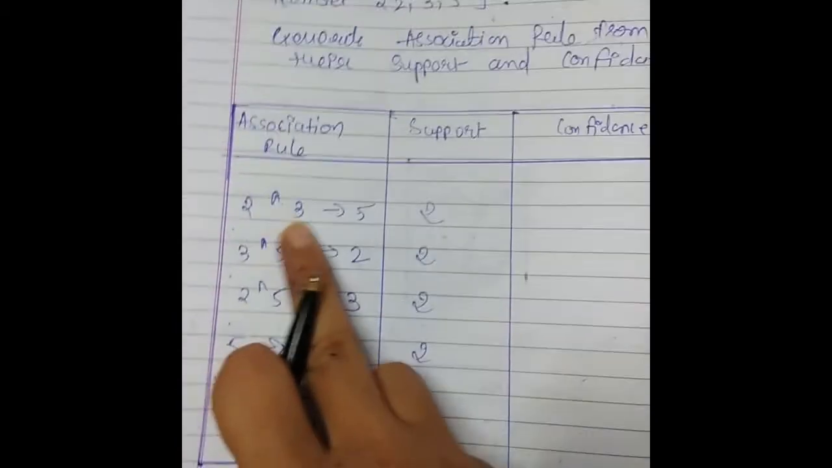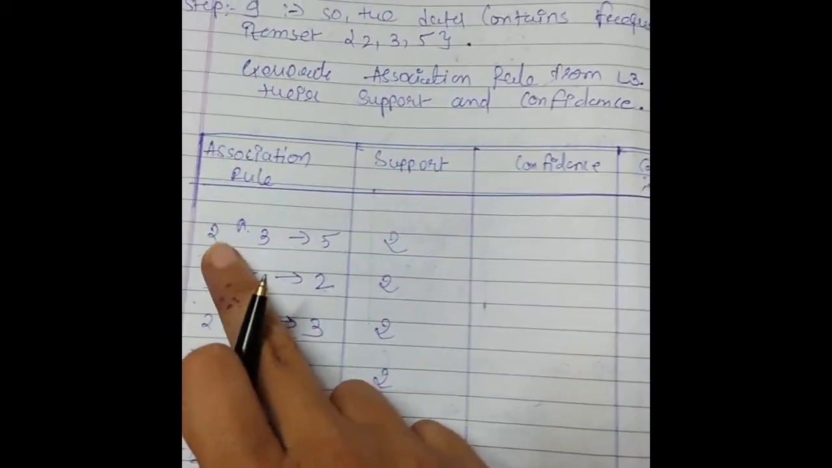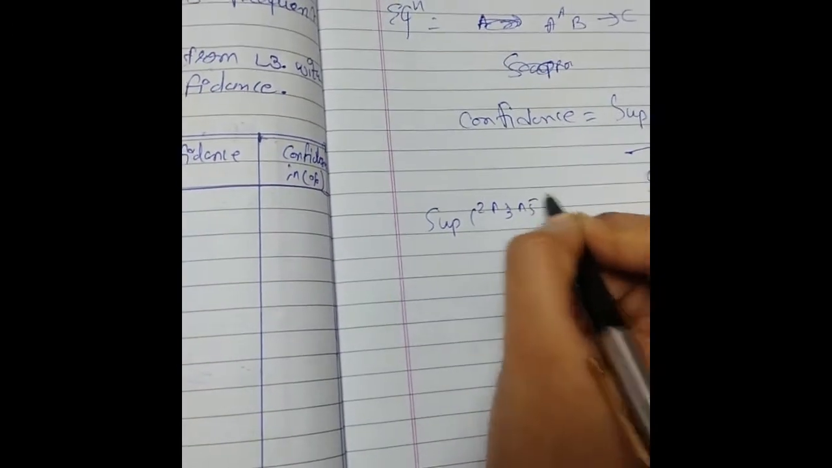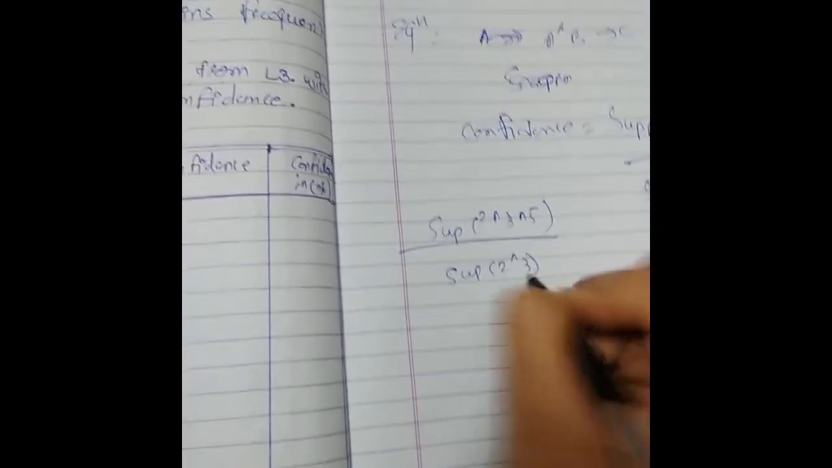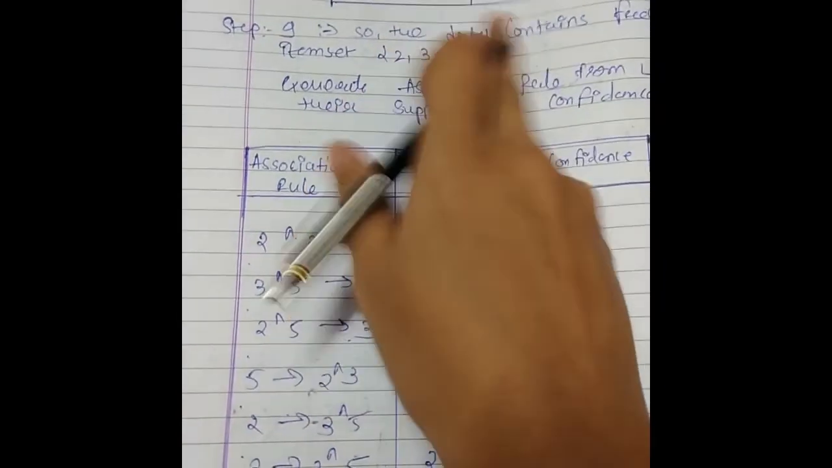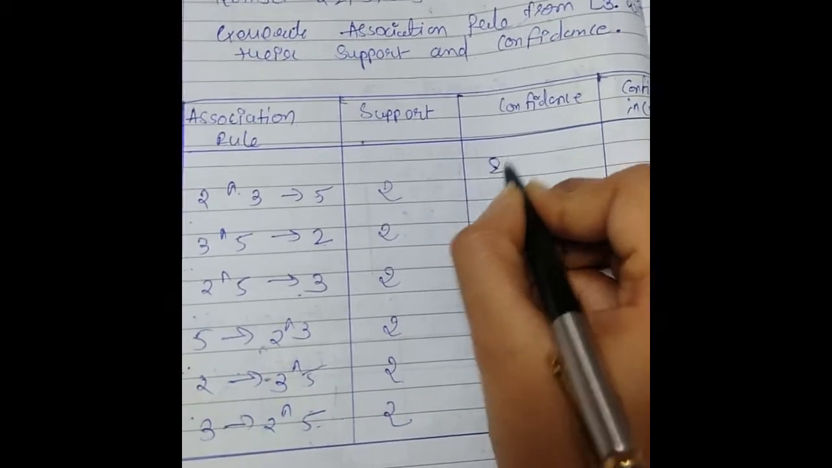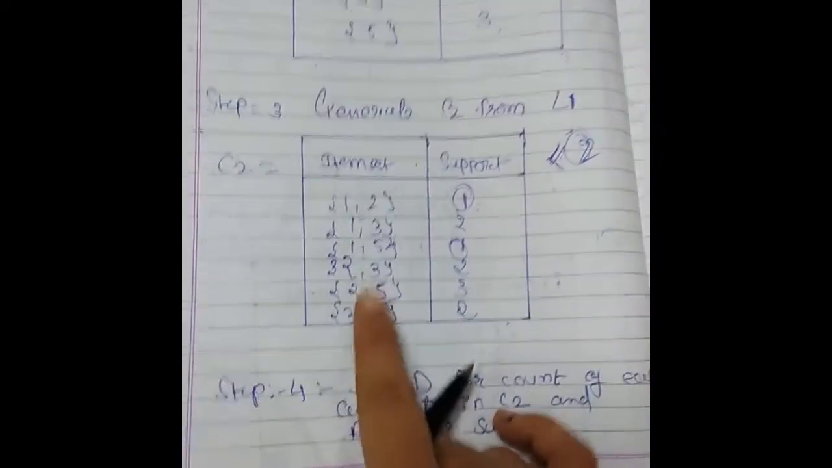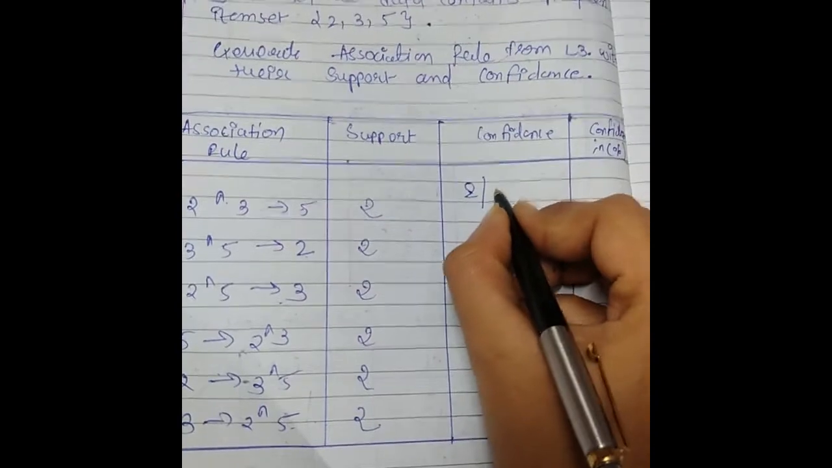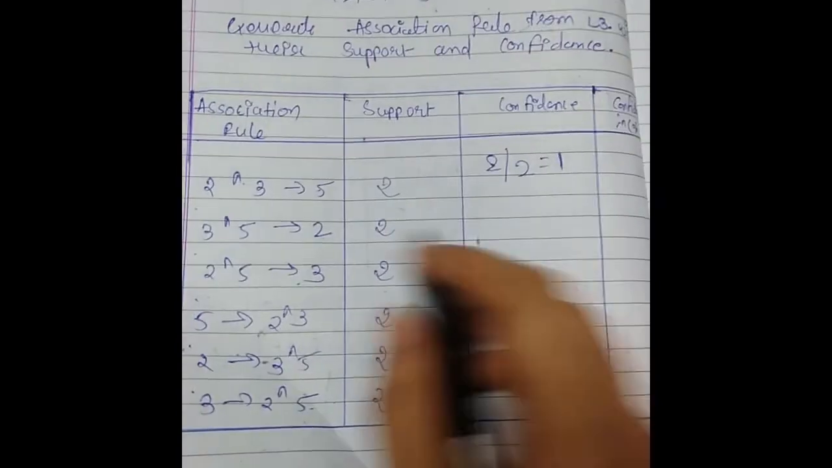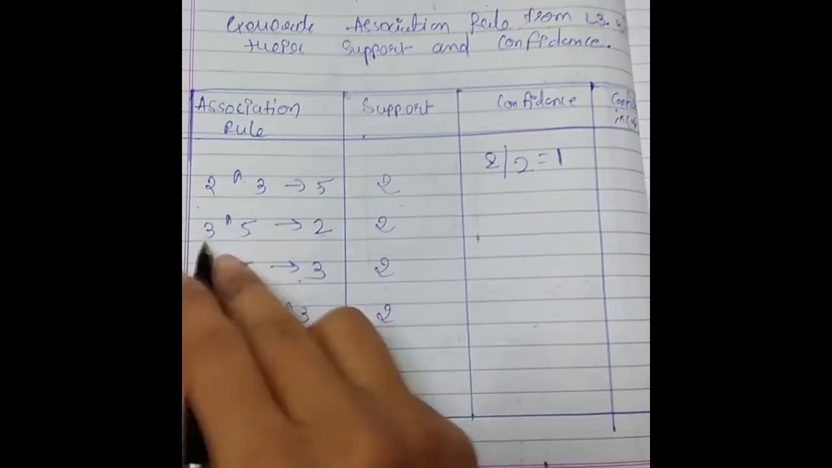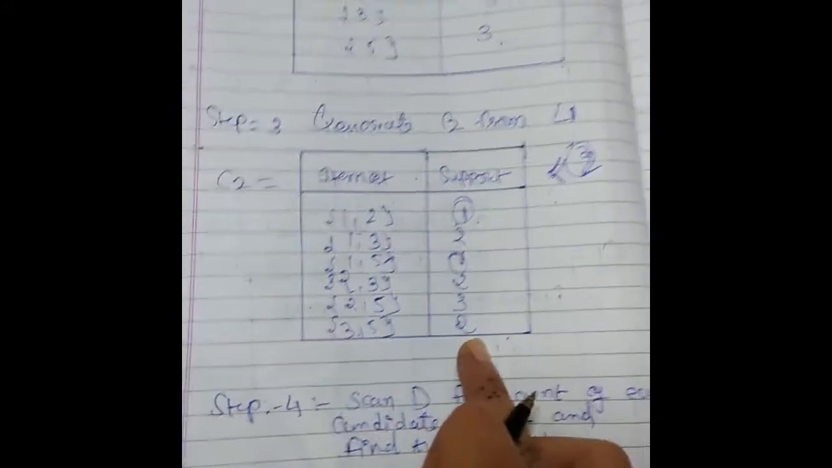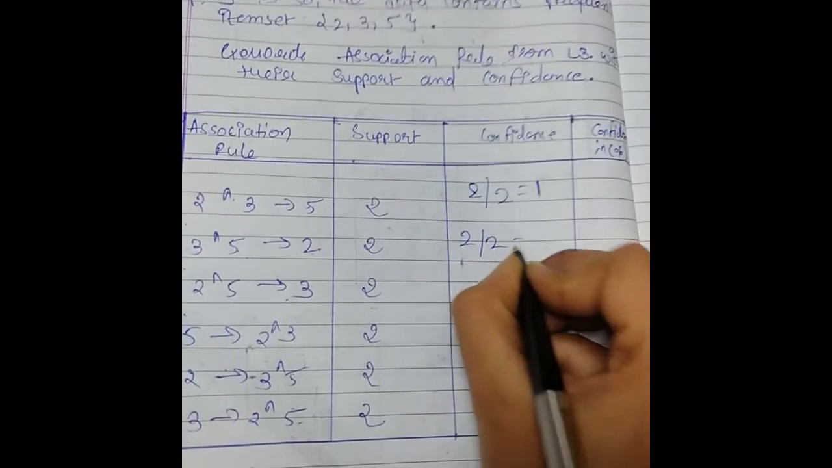Now our rule is 2 and 3 implies 5. So we write the support of 2, 3 and 5 divided by the support of 2 and 3. We know the support of 2, 3, 5 is 2, so we write 2 divided by the support of 2 and 3, which is 2. So the confidence becomes 1. Now for 3 and 5 implies 2, the support of 2, 3, 5 is 2 and the support of 3 and 5 is also 2, so it is 1.